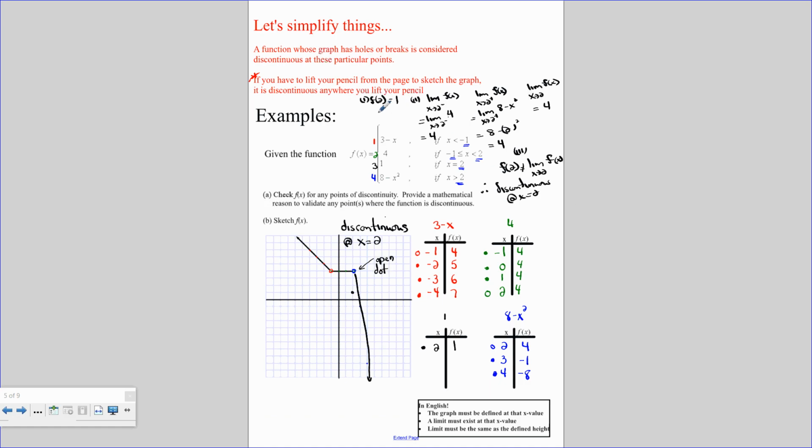I broke this up into 1, 2, 3, 4 pieces. The first piece was given the equation 3 minus x. That was for x values less than -1. So I use -1, -2, -3, -4. You might ask, well, why'd you put a -1 in there if it can't equal -1? Notice how I excluded -1 by putting an open dot.